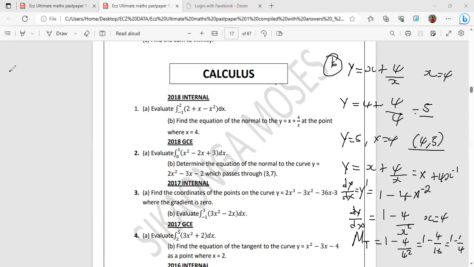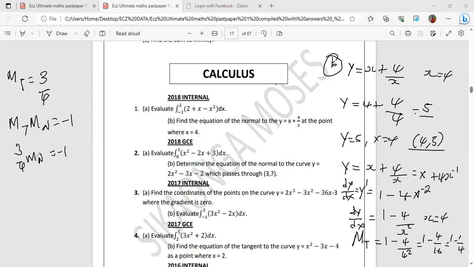We call it mt, the gradient of the tangent. This is simply 3 over 4. Now remember, if you have the gradient of the tangent, mt, to get the gradient of the normal, you say mn equals -1. So the gradient of the tangent multiplying the gradient of the normal should give you -1. That is the tangential rule from the calculus lessons. So we replace with 3/4 and multiply with that, equal to -1.